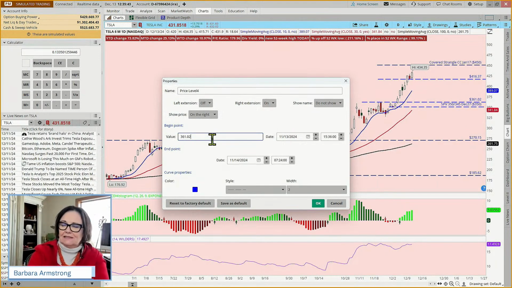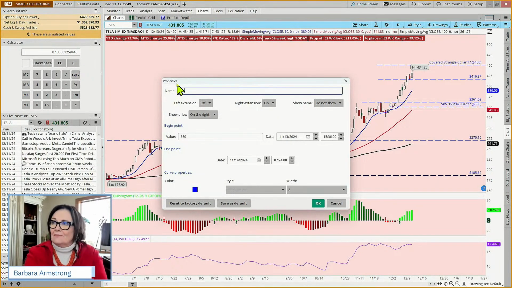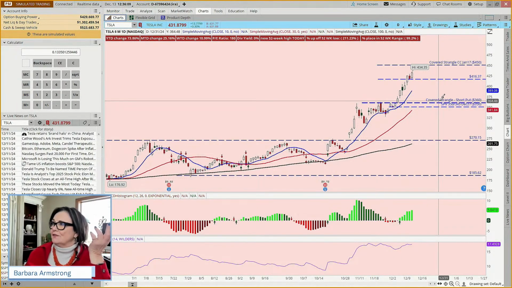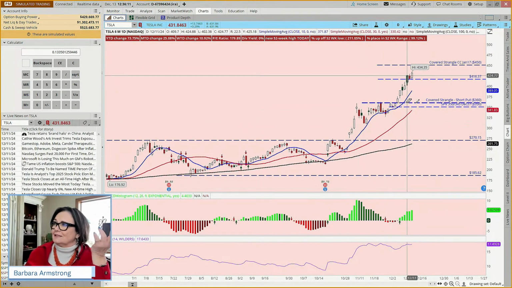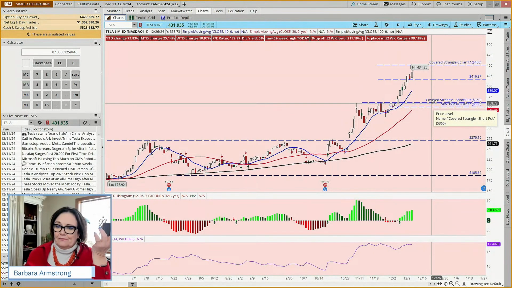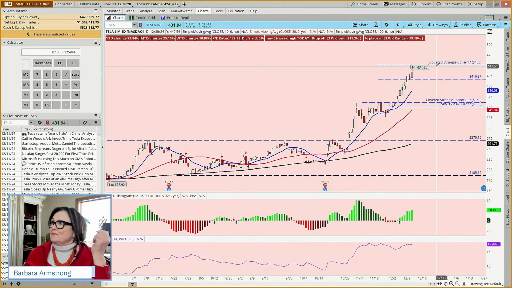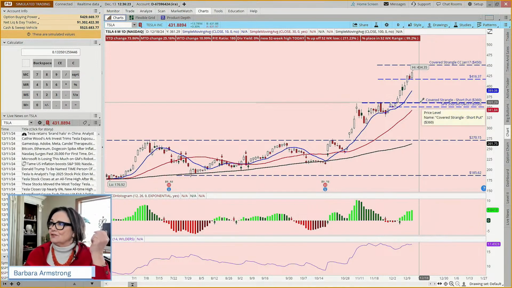I'm going to change this to 360. This is the other piece of our covered strangle. We know that worst case is we could be assigned. This is our short put piece. So ideally, we want it to stay above. Now, if it comes down and it ends up closing, say Tesla comes down and it closes close to expiration or at expiration at 365, this would likely still expire worthless if it closed above 360, correct? This would expire worthless and we'd still own the stock.